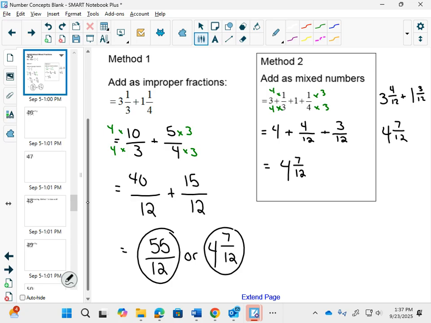Yes. Can you explain it? I can explain it again. Which method do you want to start with? Both of them? Method 2, I usually.